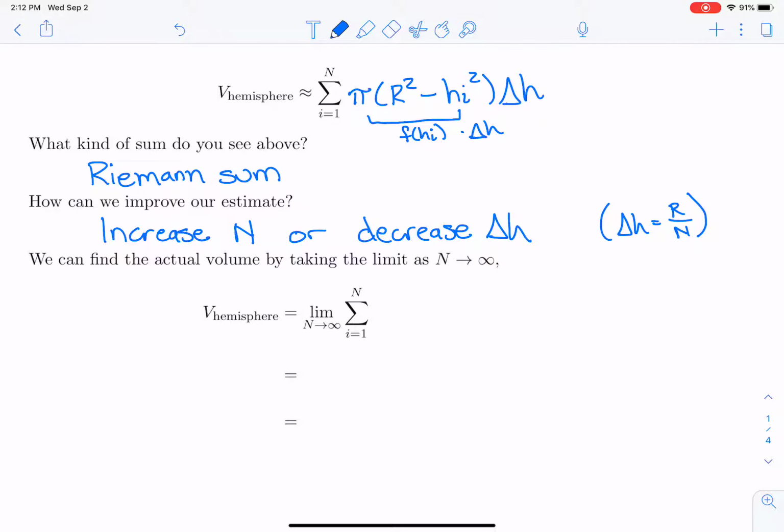So this is going to be the limit as n goes to infinity of the sum from i equals 1 to n of pi times R squared minus h sub i squared, times delta h. And that limit is going to be the integral of pi times R squared minus h squared dh. And we're going to integrate from 0 to R, because we're integrating through the possible heights, and the height of the lowest disk is going to be at height 0, and then the highest disk is going to be at height R.